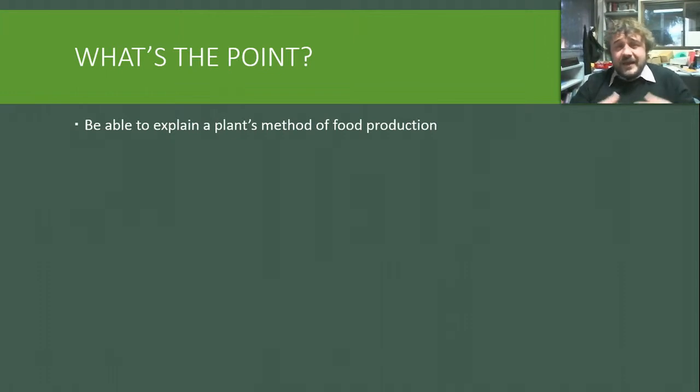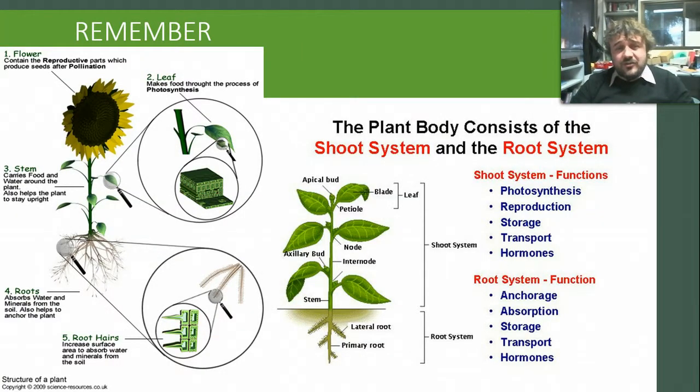Basically, you want to be able to explain a plant's method of food production. By the end of this, that's the goal. What do you need to remember? You need to remember these couple of things from our junior years about plant structure. Okay, so plants have two systems. Essentially, you've got the shoot system and the root system.